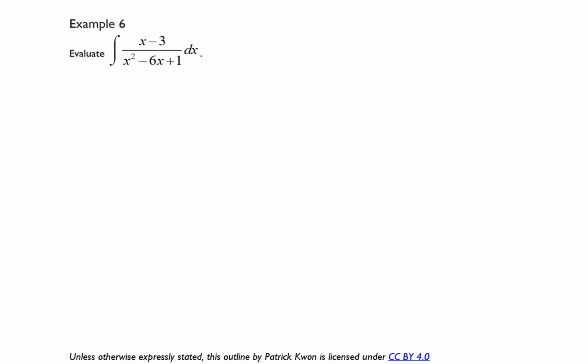Example 6 says evaluate the integral of x minus 3 over x squared minus 6x plus 1. Here I'm going to make my u value x squared minus 6x plus 1, and then if I take the derivative, we're going to get 2x minus 6 dx. Now, notice that there is no 2x minus 6 anywhere in our function that we're integrating.